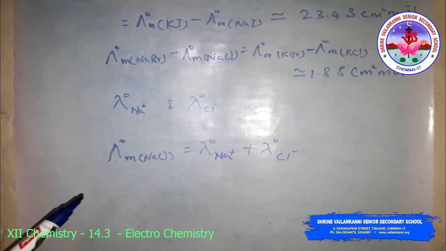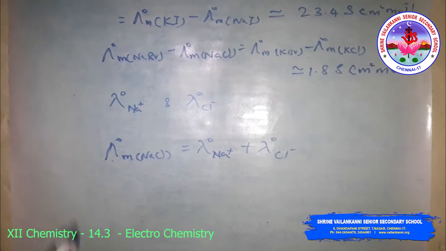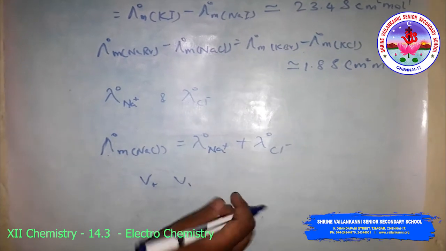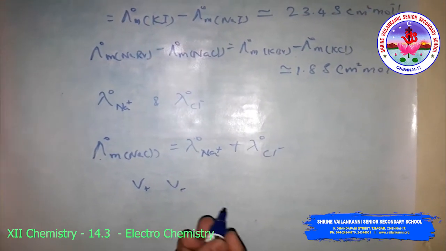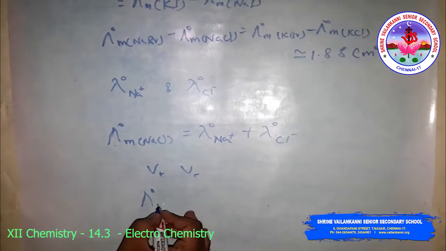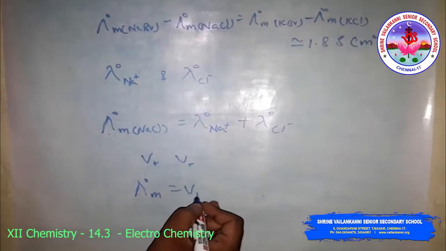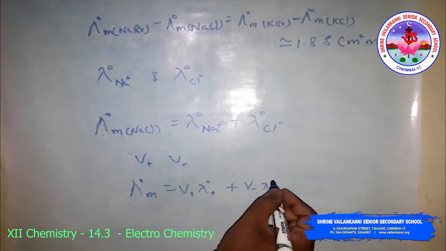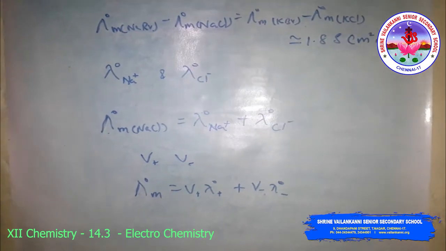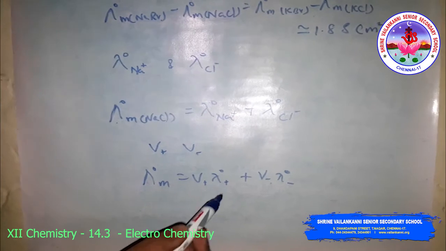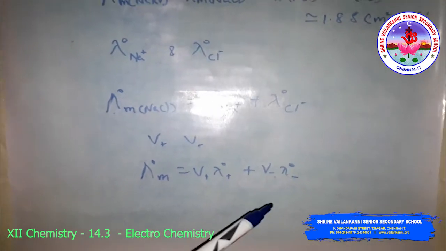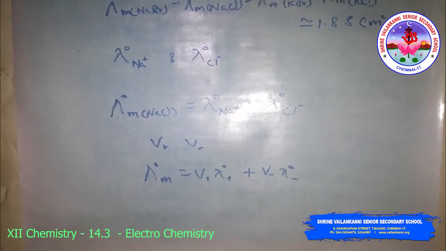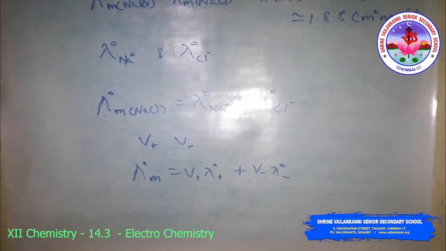So in general, the electrolyte on dissociation gives v plus cations and v minus anions. So the limiting molar conductivity we can write like this: limiting molar conductivity equals v plus lambda naught plus plus v minus lambda naught minus. Here lambda naught plus and lambda naught minus are the limiting molar conductivities of the cation and the anion.